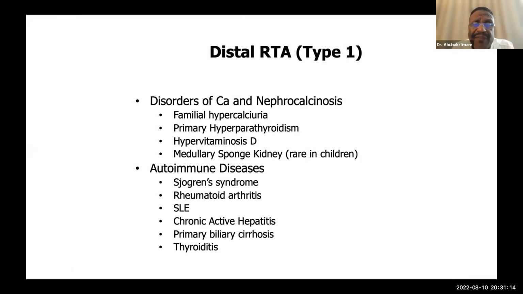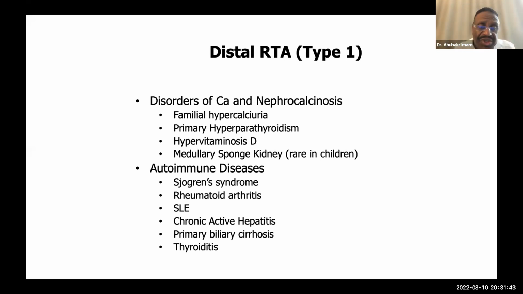Most of the time, we have to remember that disorders of calcium and nephrocalcinosis can be associated or caused. There is something called familial hypercalciuria, primary hyperaldosteronism, primary hypervitaminosis D, and medullary sponge kidney, which is rare in children. It can be associated with renal tubular acidosis type 1. When I see nephrocalcinosis patients, I think about type 1 RTA. I have a problem with the distal part of the nephron.